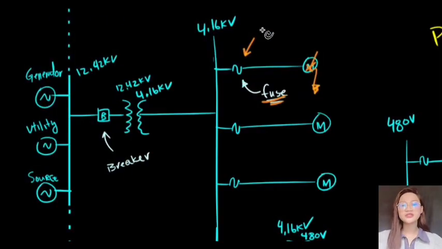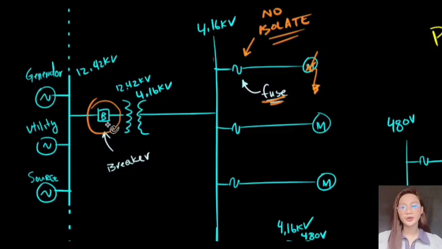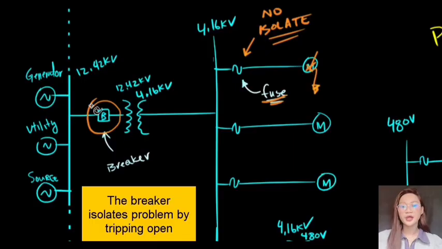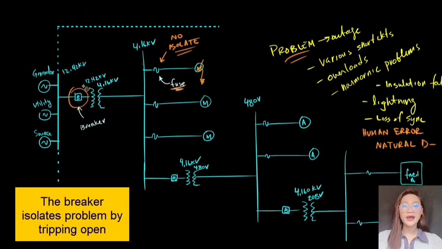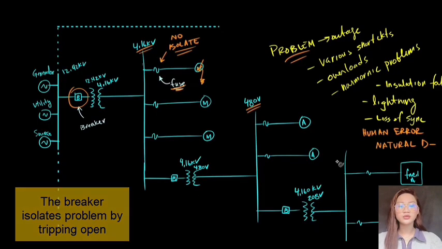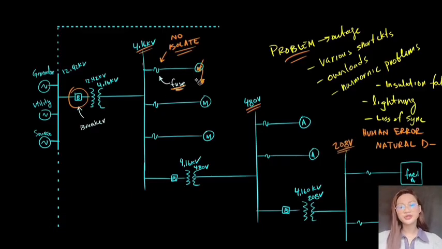So suppose that this fuse does not isolate the problem. What's going to happen? Well, the next upstream device, which is this breaker, we should expect this breaker to isolate the problem. But what happens if this breaker isolates the problem? Well, what was a single problem on this single motor has now affected everything downstream. It has affected all the motors that are off of this 4.16 kV bus. It has also affected the 480 volt bus and also affected the 208 volt bus.